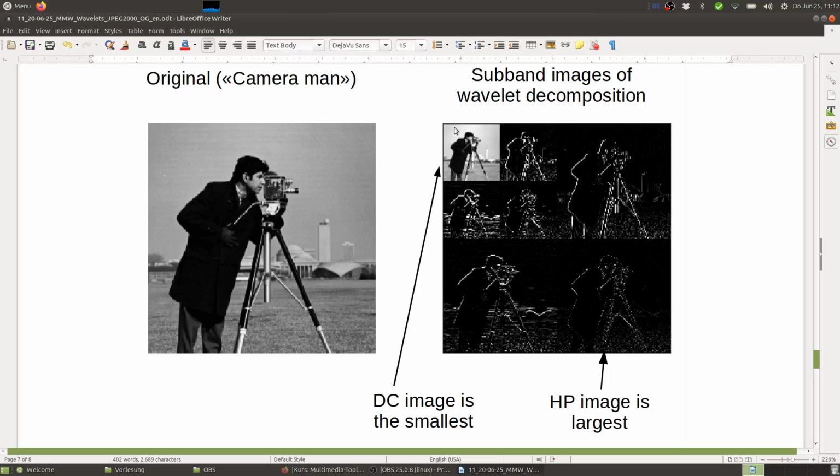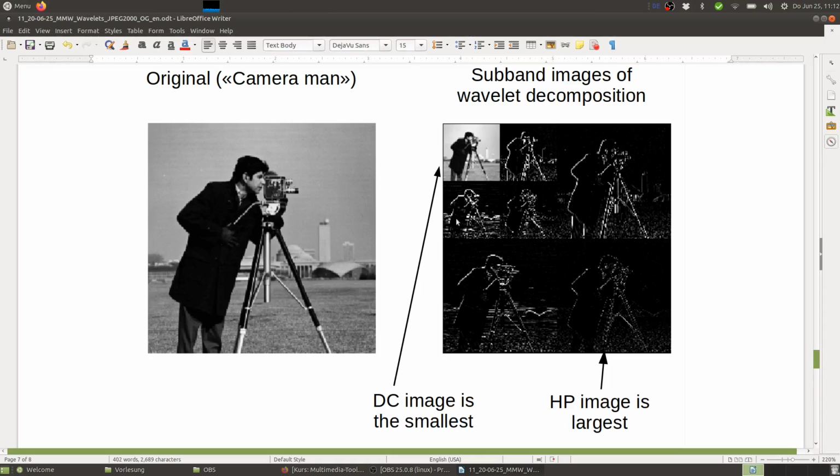And here you can see the resulting DC, which has 1/4 of the length of the sides. So a smaller image of the original. And then here you can see neighboring the edges. So here the vertical edges, right, to the right, and here the horizontal edges.